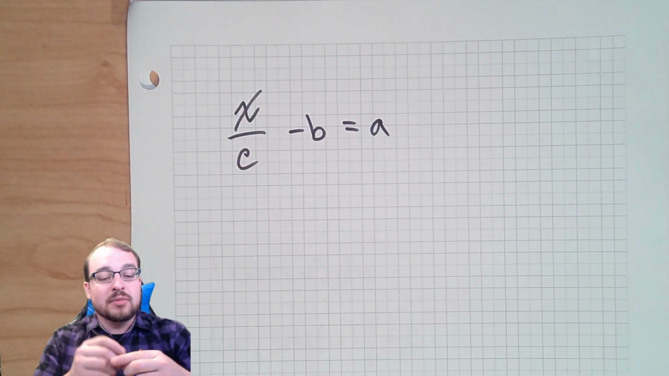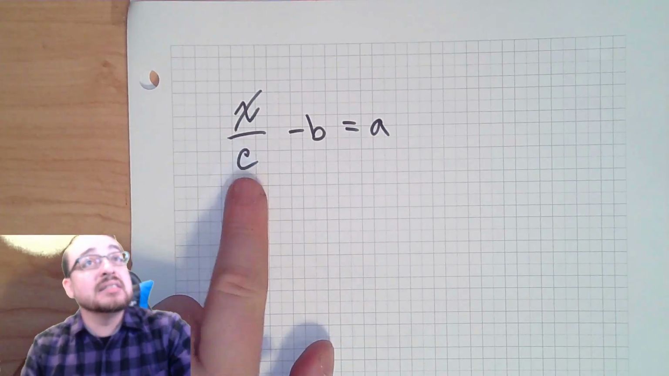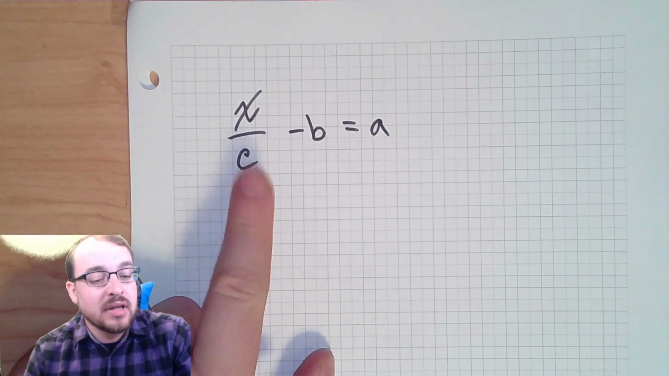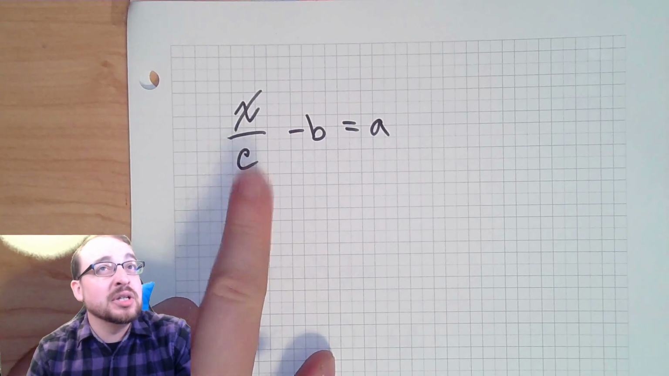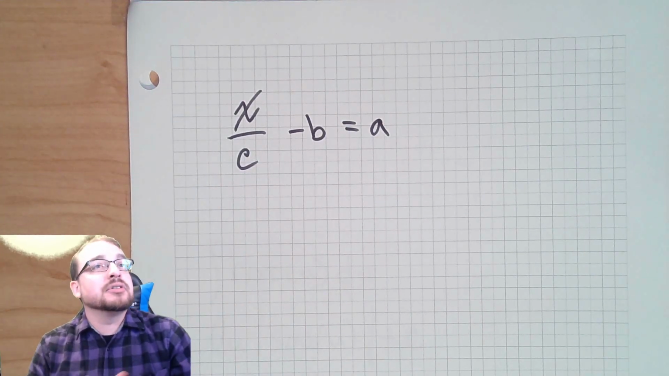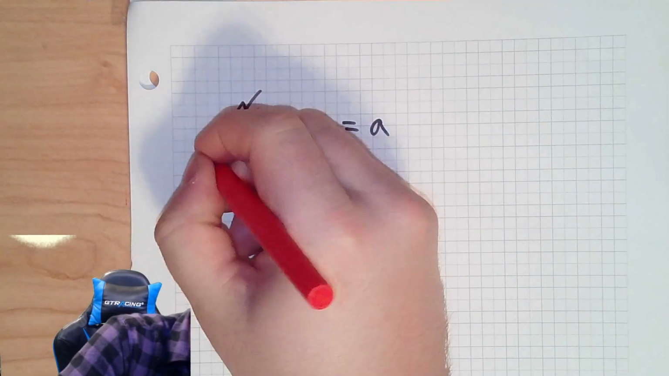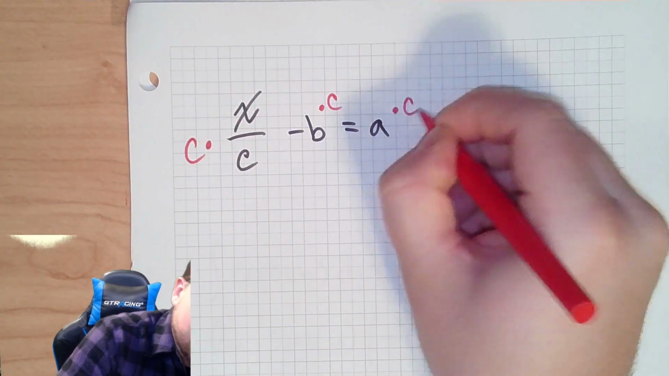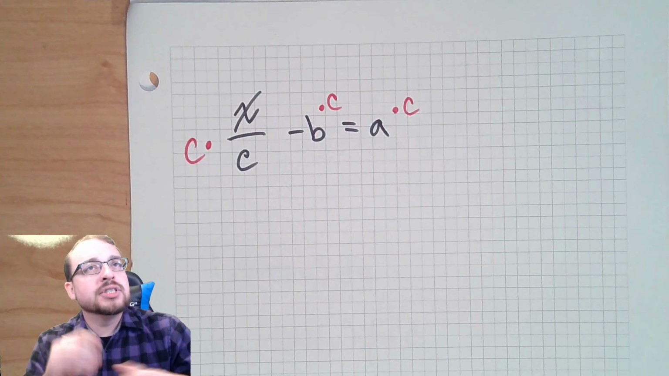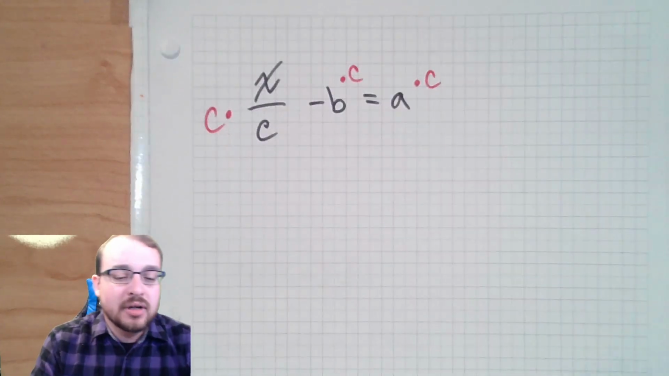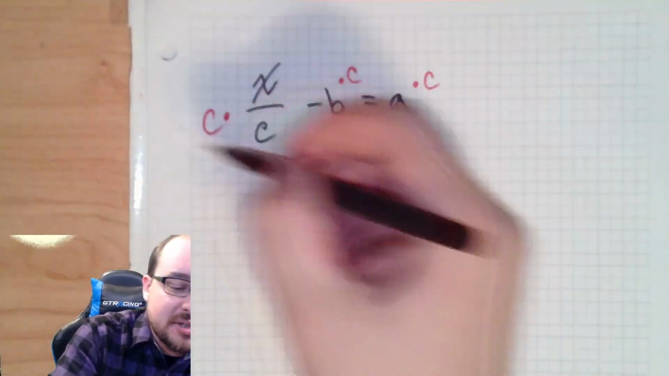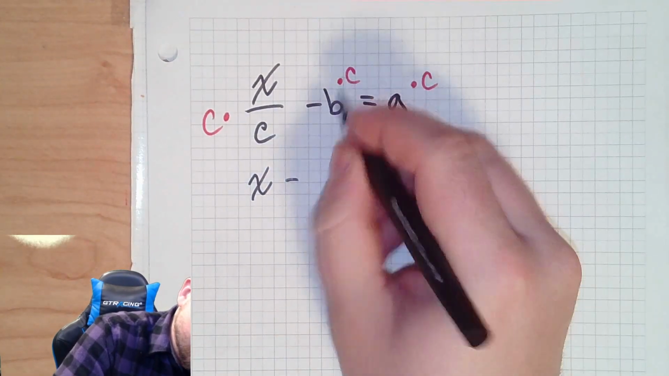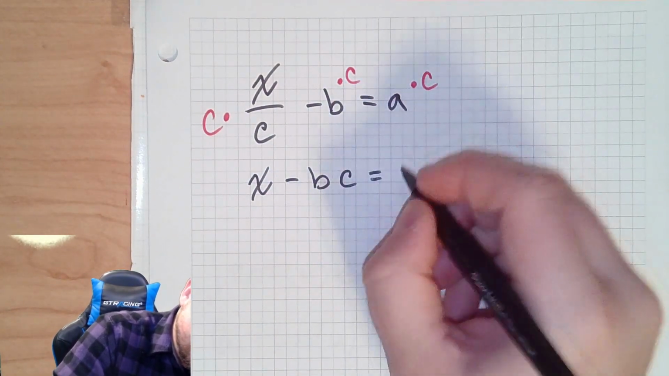And this is the one that stumps the most people. The reason is because c is on the bottom, right? We can't just get rid of it like we normally do. So instead, let's apply what we just learned. We don't like fractions. That's kind of the problem, that c is on the bottom. So instead of going about our business as usual, let's simplify the problem a little bit before we start. By timesing every term by c, these divide out and I get x minus b times c equals a times c.